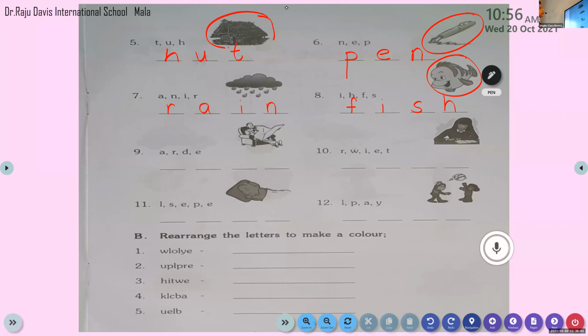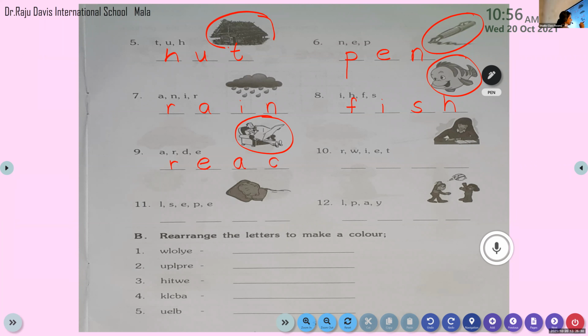Now let's move on to the next word. Can you see a picture here? What is this? You can see a person holding his newspaper in front of him. So it is, okay, read. Now come on, tell me the spelling of the word read. R-E-A-D. Very good.